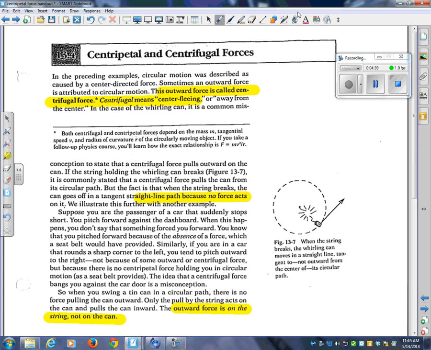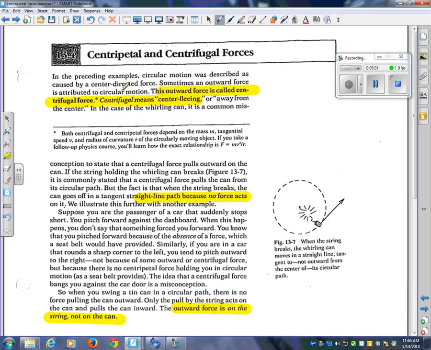So what's up with centripetal and centrifugal forces? In the preceding example, circular motion was described as caused by a center-directed force. Sometimes an outward force is attributed to circular motion. This outward force is called centrifugal. Centrifugal means center-fleeing, or away from the center.